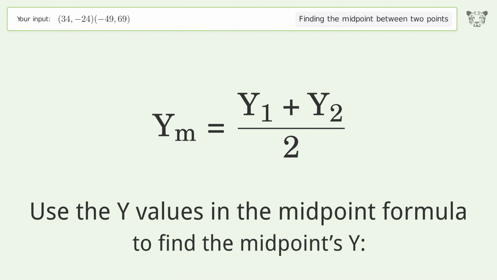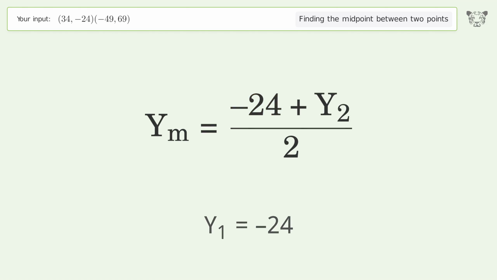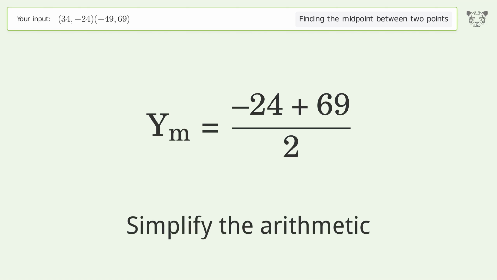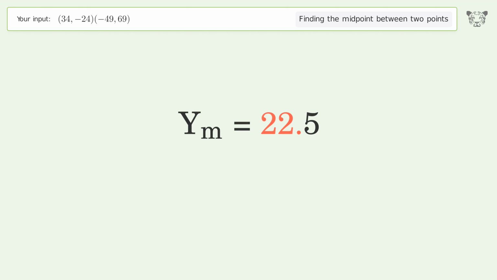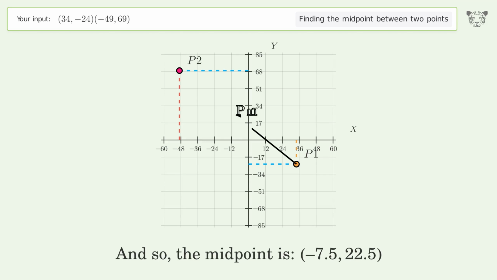Use the y values in the midpoint formula to find the midpoint's y. y1 equals negative 24. y2 equals 69. Simplify the arithmetic. And so, the midpoint is negative 7.5, 22.5.